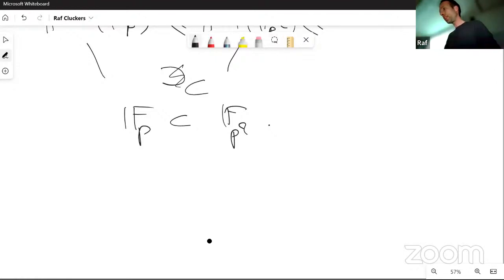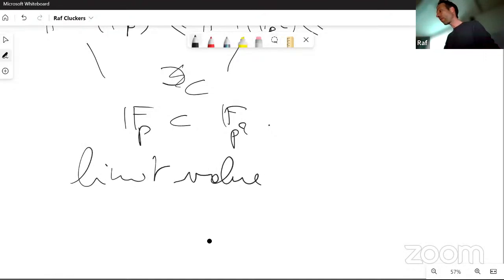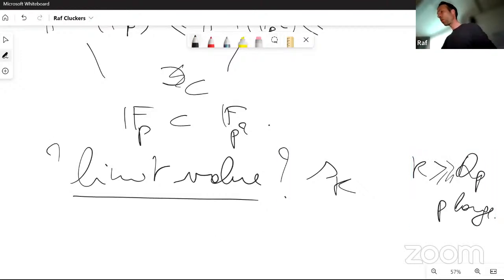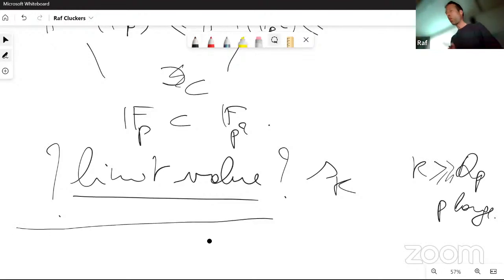So because of this descent, we have a limit value as K for K very big and P large. But this limit value, we don't know at all whether it's nice. Is it semi-continuous? Does it have some kind of restriction properties? That's a question.